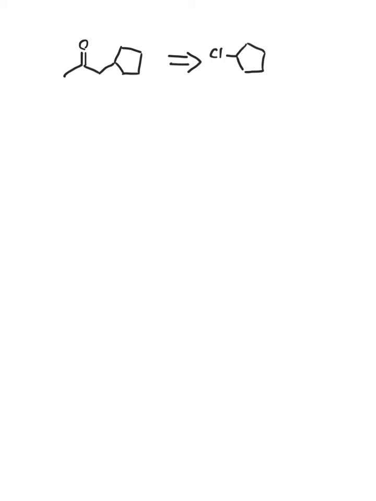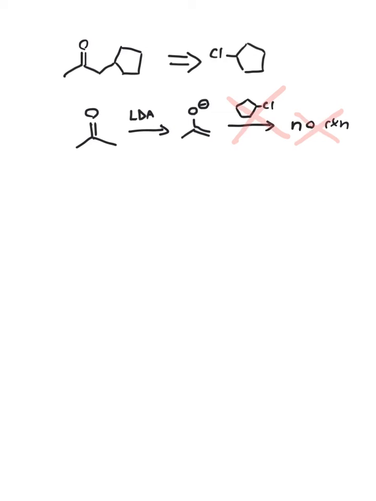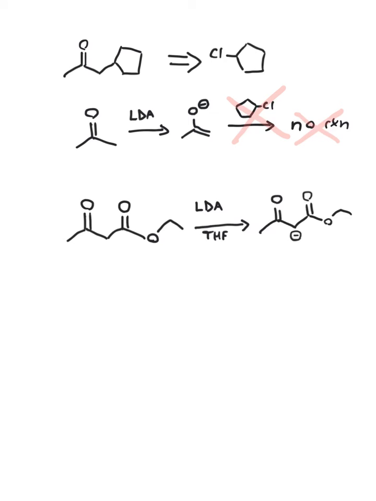You attempt to make an enolate out of an acetone and react it with the alkyl halide, but there is no reaction. You decide to then use the beta-keto ester as a synthon instead, and your reaction works wonderfully.